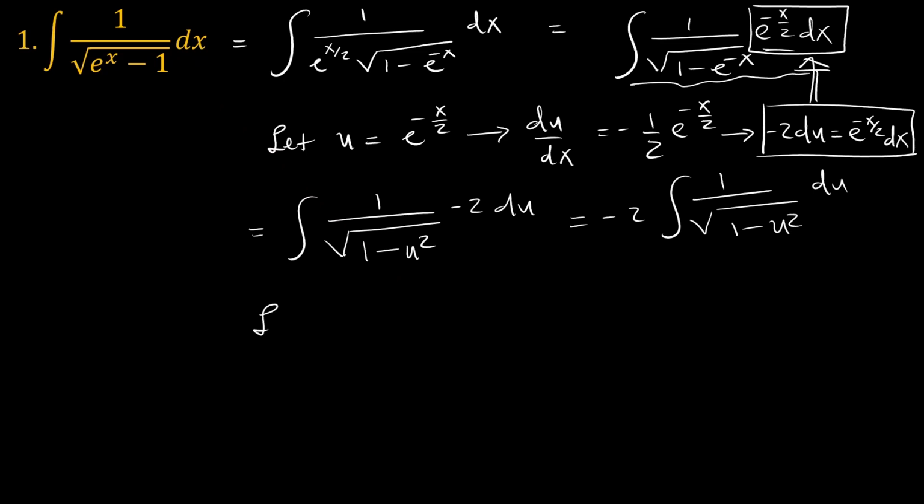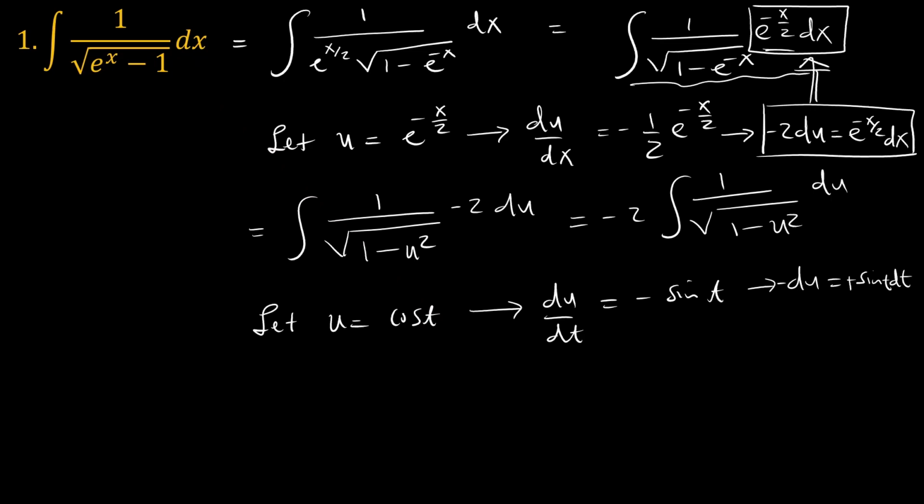Next thing we would say, let u be equal to cosine of t such that du dt is equal to negative sine of t, and therefore negative du can be used to substitute for sine t dt. So this and this can be substituted off with positive sine t dt.